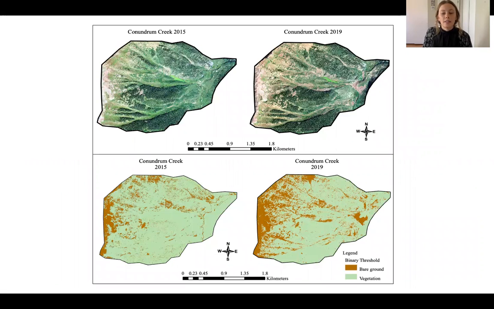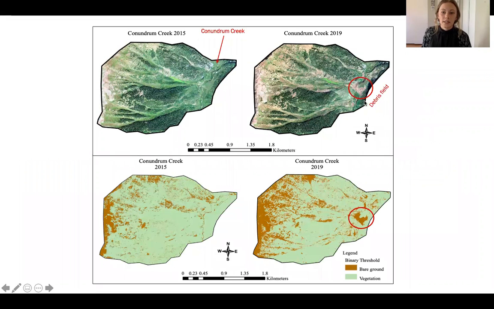Here are the images of the Conundrum Creek avalanche path. On the left-hand side are the 2015 images, and the 2019 images are on the right side. So you'll notice the debris field is down here on the right. Those are where the pictures I showed you came from. And Conundrum Creek, you can see in the 2015 images, flows just right along there. So in the 2019 NAIP imagery, you can definitely see the landscape is gouged along the flanks of the path, and a bit down on the lower side too.